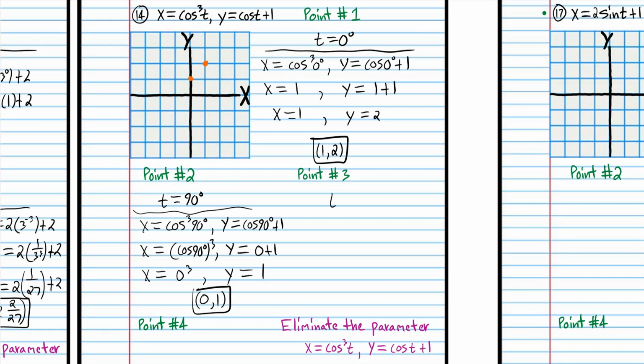So now let's choose negative 90 degrees. Again, we're trying to stick with quadrantal angles. And y is equal to cosine negative 90 degrees plus 1. Let me make some more room here.